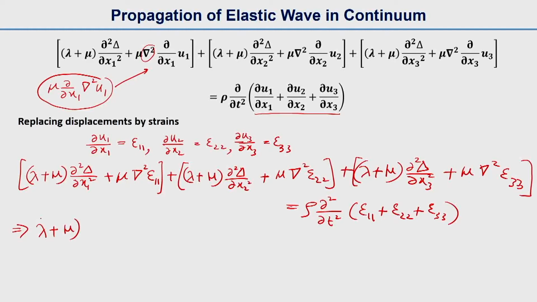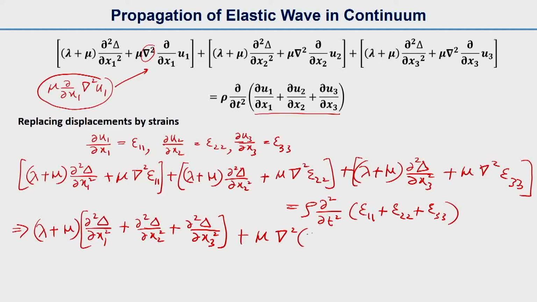Then grouping similar terms, we get lambda plus mu, this delta with respect to x1, plus this x2, double partial of this x3, plus mu, epsilon 1, 2 and 3 is equal to rho epsilon 1, 2 and 3.